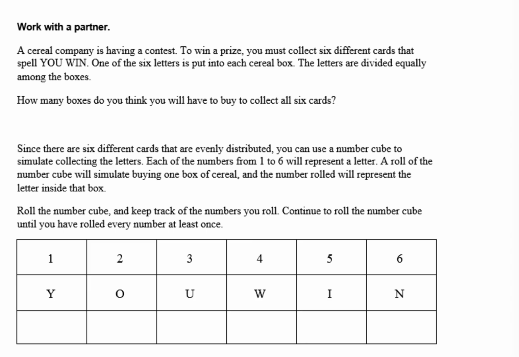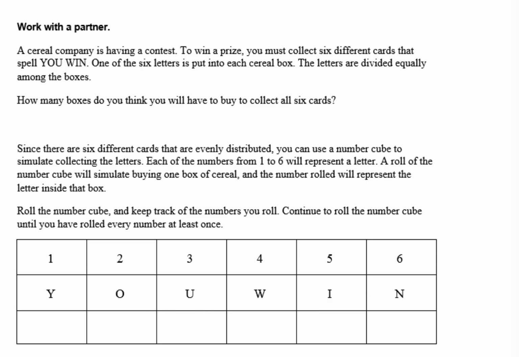So here's the first thing that you're going to be doing for your simulation. It says a cereal company is having a contest. To win a prize, you must collect 6 different cards that spell "you win." One of the 6 letters is put into each cereal box. The letters are divided equally among the boxes. How many boxes do you think you'll have to buy to collect all 6 cards? Go ahead and pause and write down your answer.